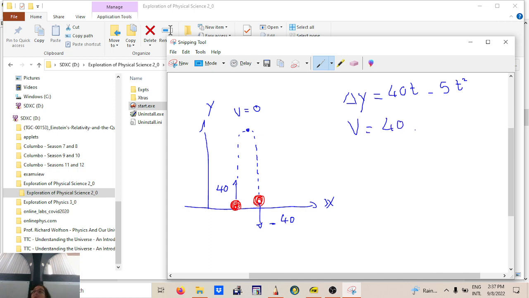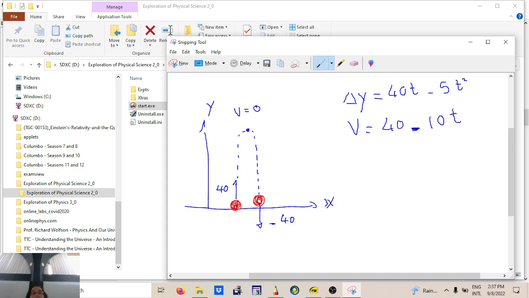And then what should I put? Minus. Very good. So minus. As a function of time, remember the velocity is going to change by minus 10 every second, right? So it's going to be minus 10t. Yes, that makes sense?